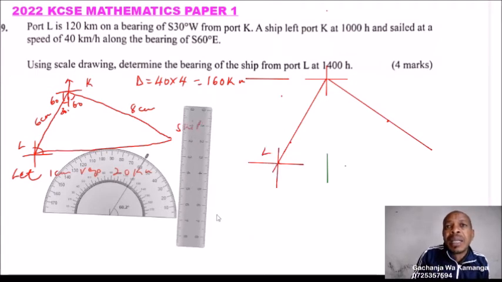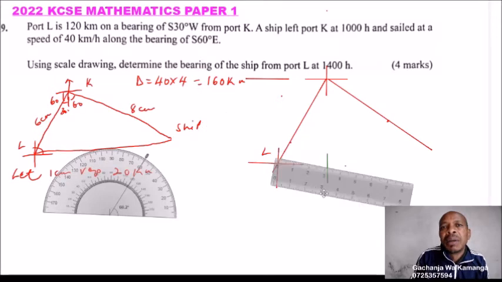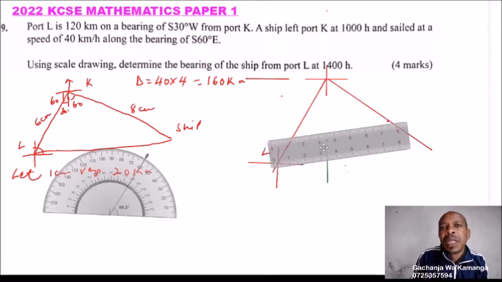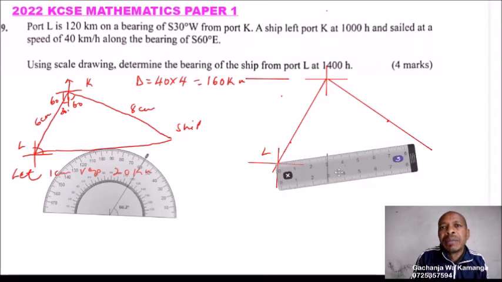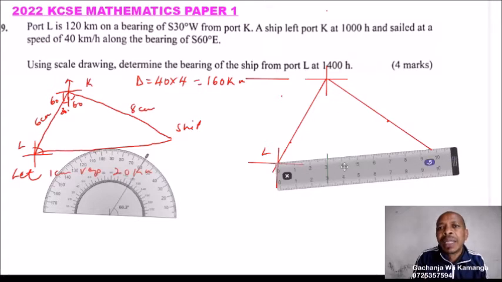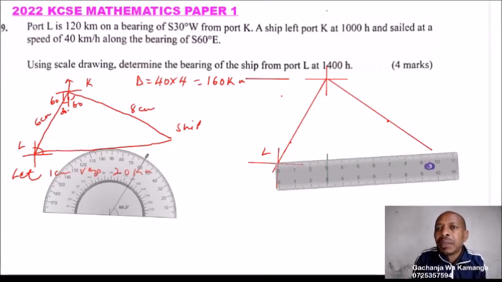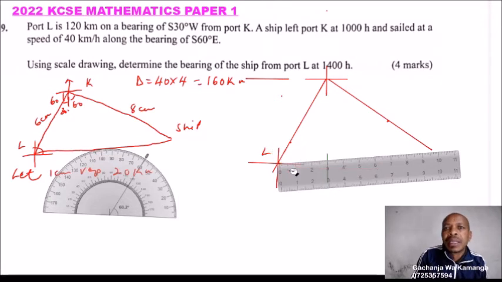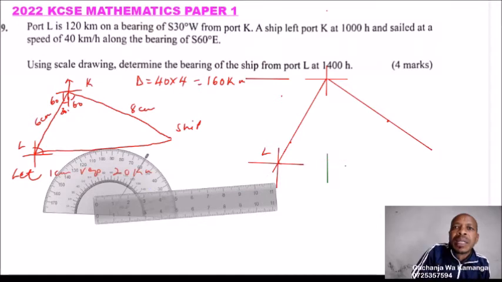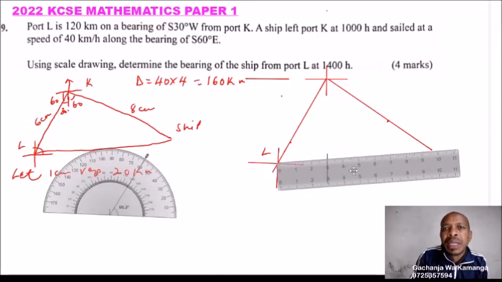Then from there we need to join now our line from where we have the ship, and we extend that. We need to draw that line. Then we join. Not like that. That's where the ship is. So now I think that's not good enough. So try another one.